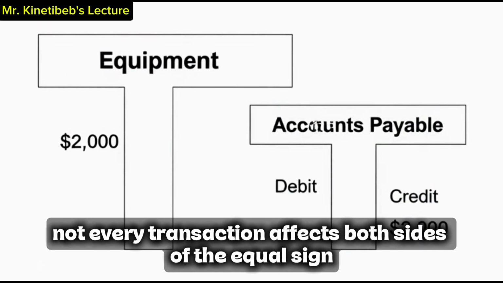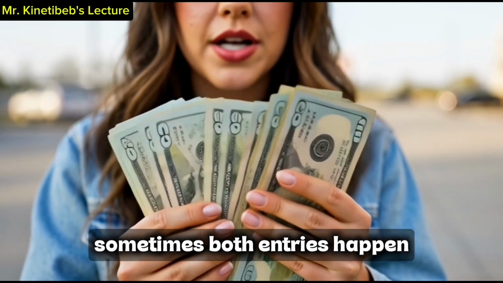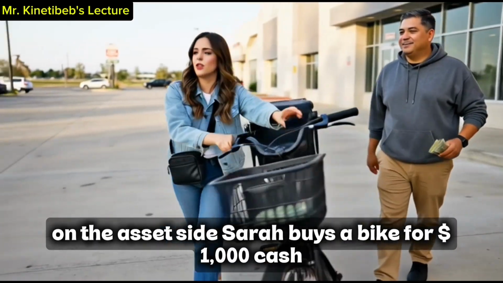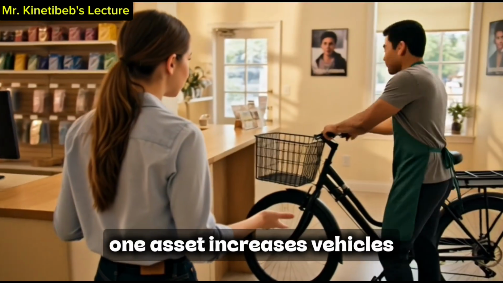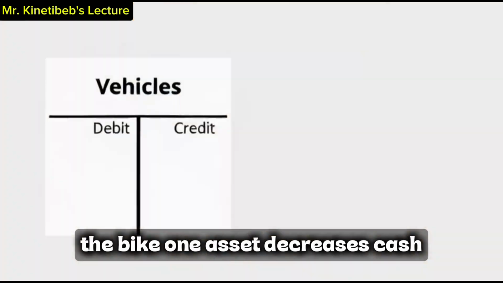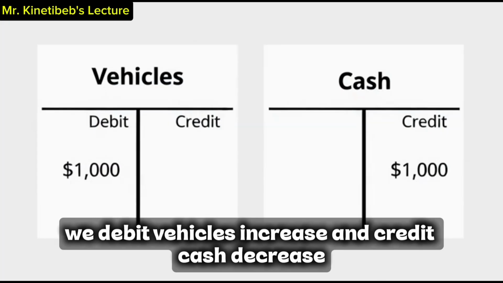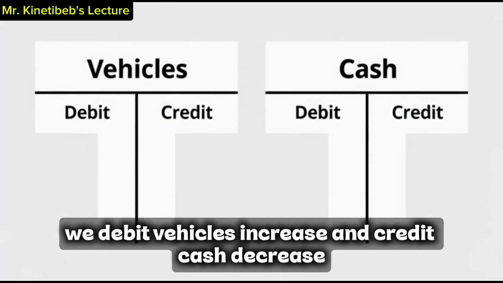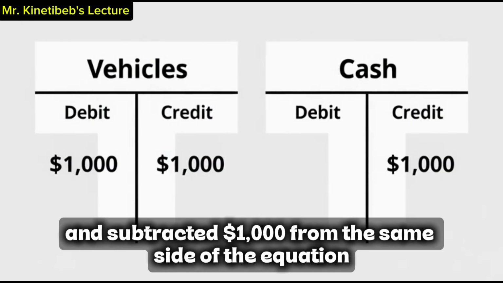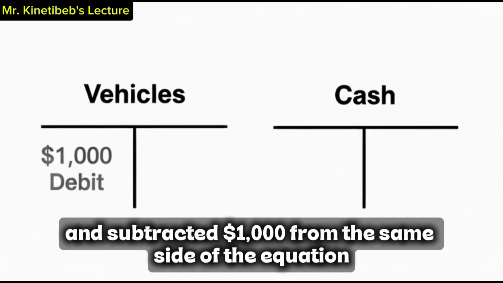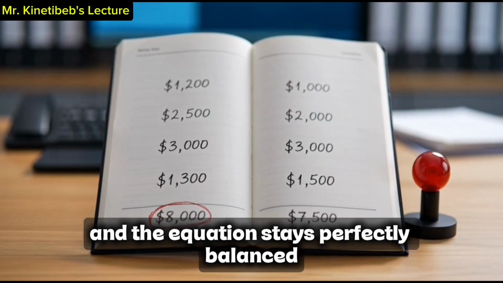Not every transaction affects both sides of the equal sign. Sometimes both entries happen on the asset side. Sarah buys a bike for $1,000 cash. One asset increases, vehicles, the bike. One asset decreases, cash. We debit vehicles, increase, and credit cash, decrease. Since we added $1,000 and subtracted $1,000 from the same side of the equation, the total assets remain the same and the equation stays perfectly balanced.